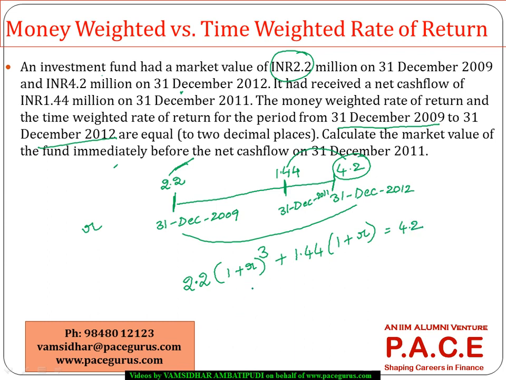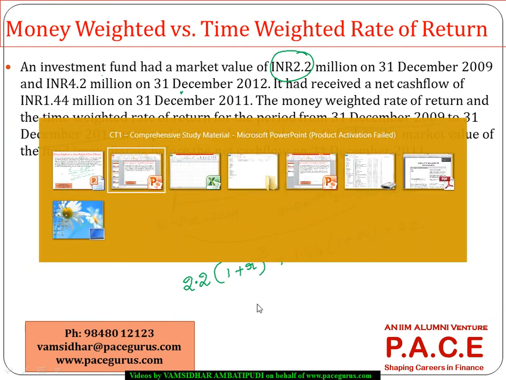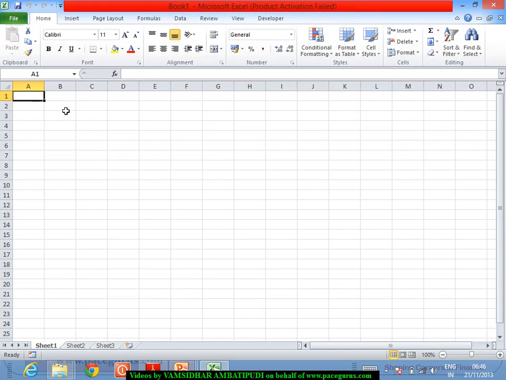So based on this, I need a mechanism to estimate R, right? We can use the mechanism of interpolation, or if we are using a spreadsheet, it is even easier. I shall show both the mechanisms. Alright, so let me use the spreadsheet. Initially we have 2.2, then 1.44, which is resulting in 4.2. So let me assume some x.